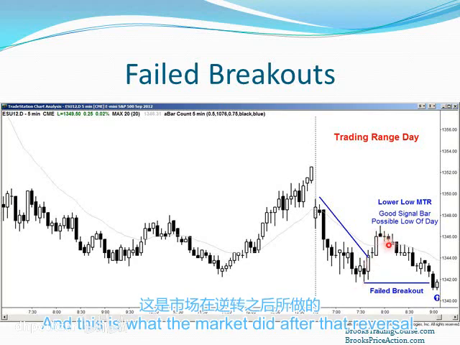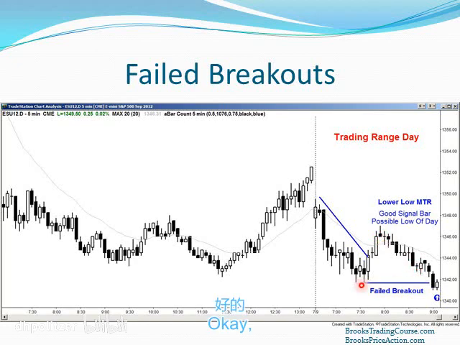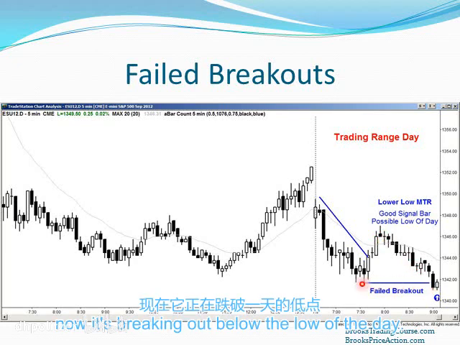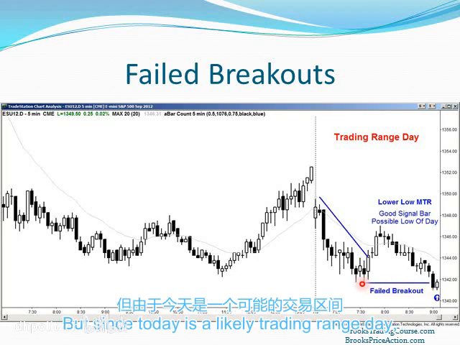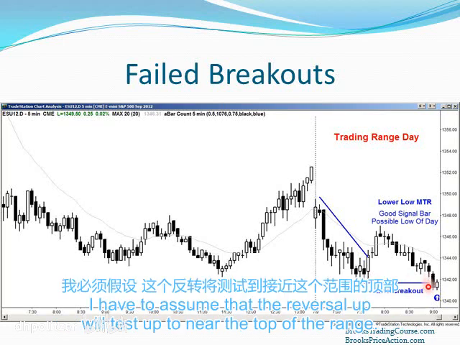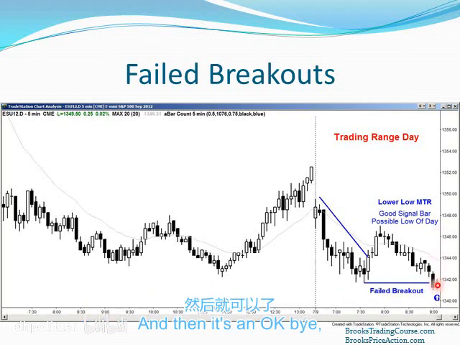And this is what the market did after that reversal. Okay, now it's breaking out below the low of the day. But since today is a likely trading range day, you have to assume that the reversal up will test up to near the top of the range, and then it's an okay buy.